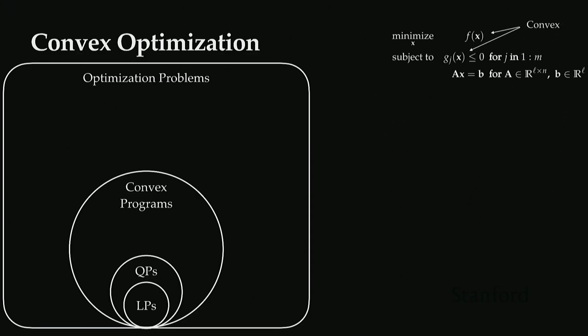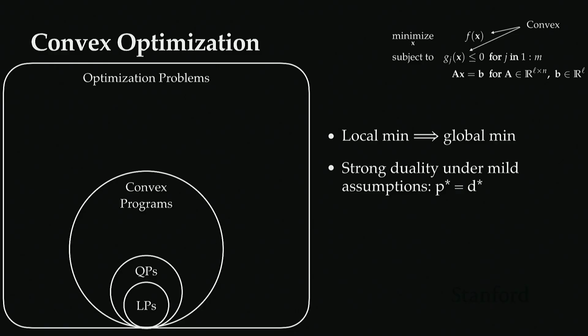This is very nice for optimization for a bunch of reasons. First of all, local minima are global. So once you get to the bottom of a bowl, you know that that's just the right answer. Under mild assumptions, you get strong duality, so the primal optimal p star equals the dual optimal d star, which means you can use primal dual methods and get dual certificates that tell you when you're done. When you combine these things together, you get efficient and exact solution methods to a wide range of problems in this convex program class, similar to LPs and QPs.